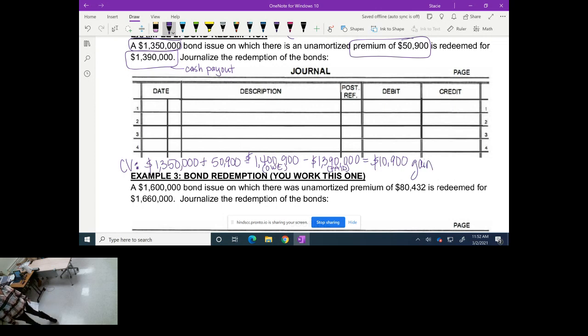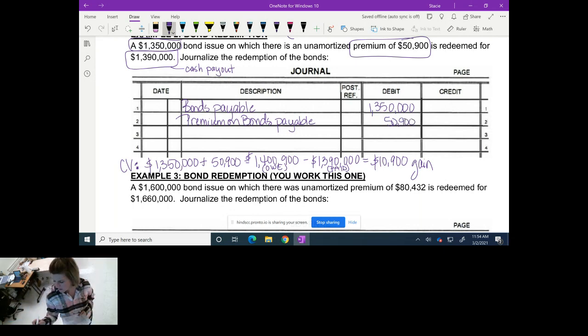That's a good thing. All right. So that'll help you with that piece of it. And remember, gain is like income, so it'll be a credit. All right, so we're always going to have to debit bonds payable for the face amount, which is not 1,000,006, but 1,350,000 for this problem. We'll have to debit our premium on bonds payable because it has a credit balance and we've got to get rid of it. So we're going to do the opposite. And then we know we have a gain, so that'll be a credit.